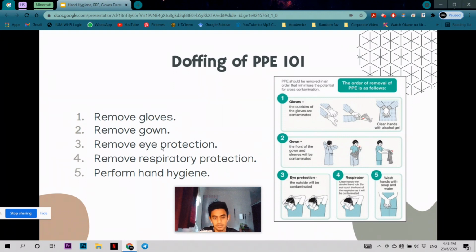Next is removing the eye protection, such as the face shield or goggle. Carefully remove the face shield or the goggle by grabbing the strap and pulling upwards and away from the head. Do not touch the front of the face shield or goggles. After that, remove the respiratory protection, followed by performing proper hand hygiene. Also, here is the picture of doffing of PPE so it can easily be understood.